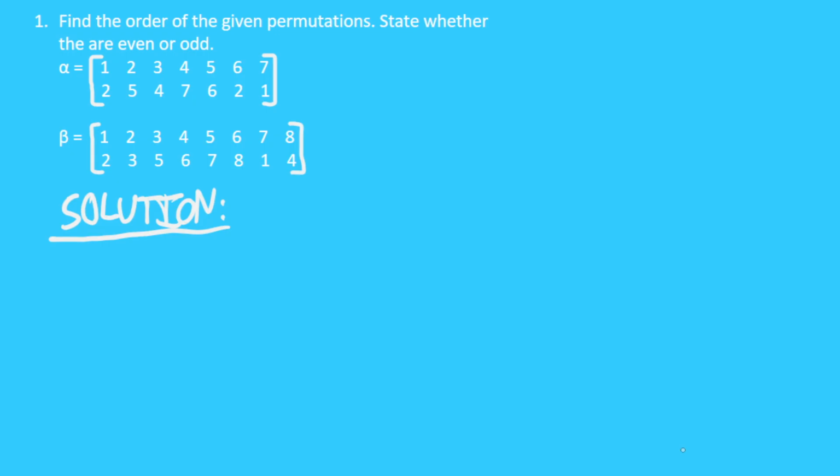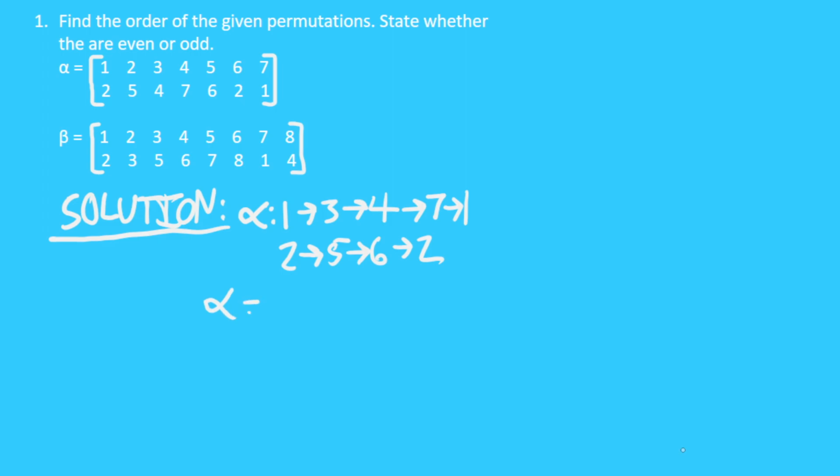So let's take a look at alpha and see what's going on in alpha. For alpha, we have 1 goes to 3, goes to 4, goes to 7, which goes back to 1. And then we also have 2 goes to 5, goes to 6, goes to 2. So if we were to write this in cycle notation, we would write it as this.